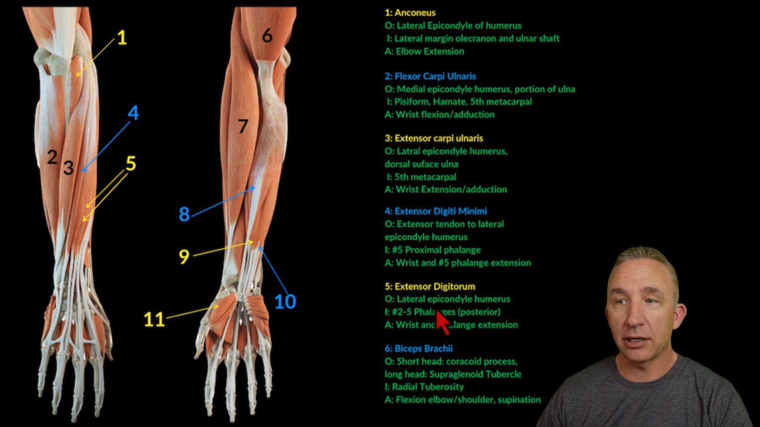We repeat lateral epicondyle. So then I tried to keep track of all my lateral epicondyles. So my Anconeus, my extensor carpi ulnaris, and my extensor digitorum.